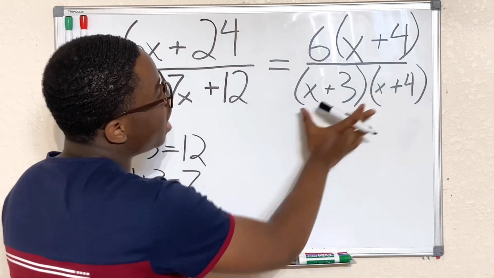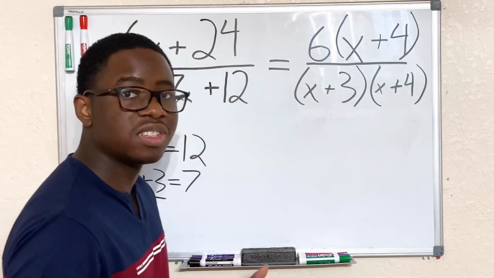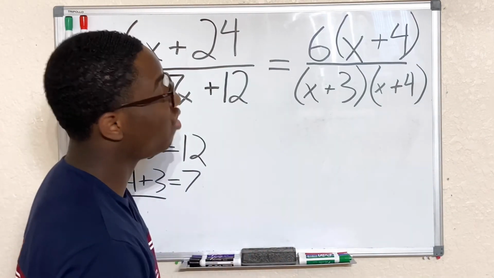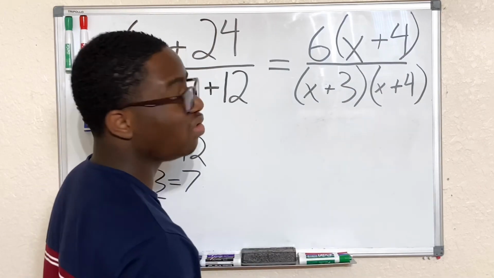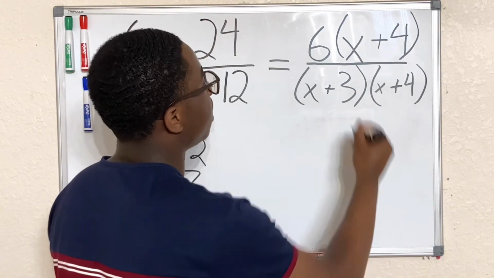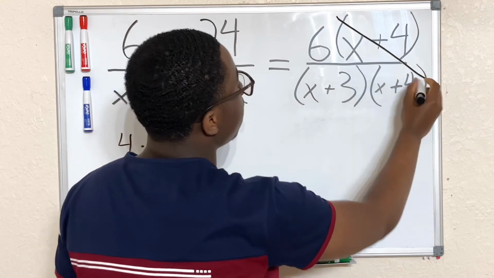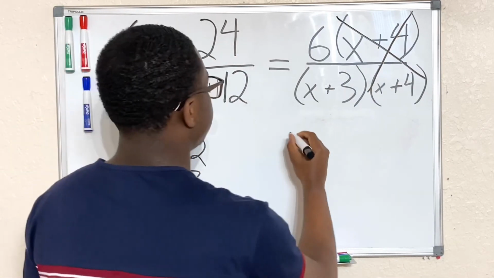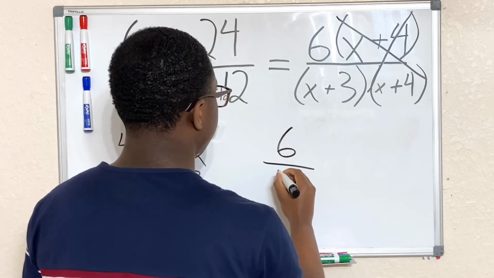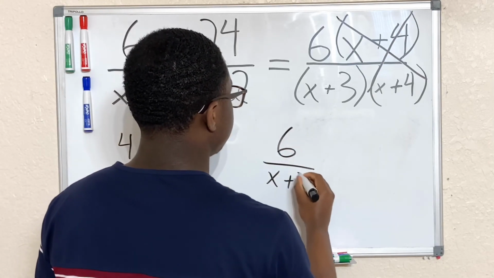Now we see that we factored these into something similar. Here we have x plus 4 and x plus 4, and as we've done before, we can take those out. They cancel each other out. We don't want any heavy weight. So now all that's left is 6 over x plus 3.